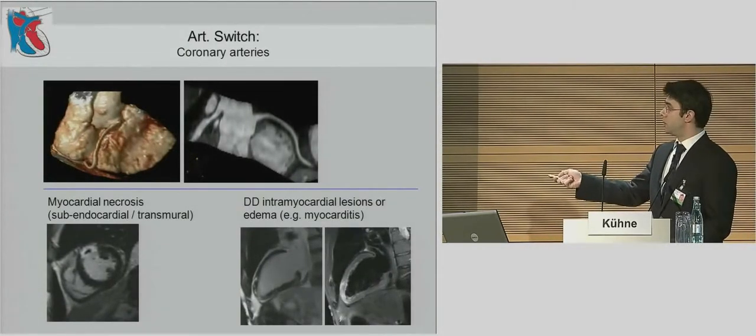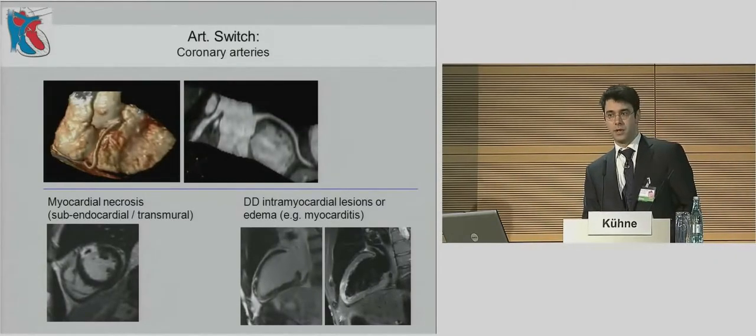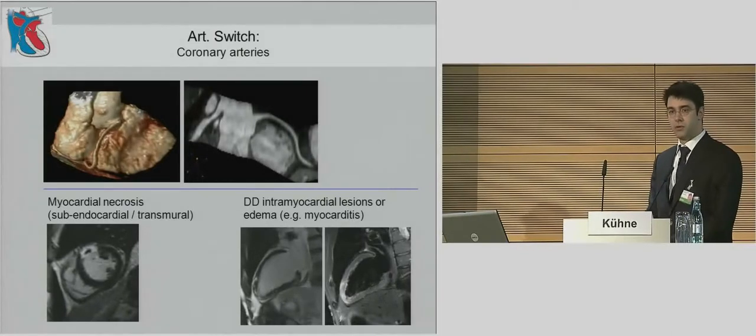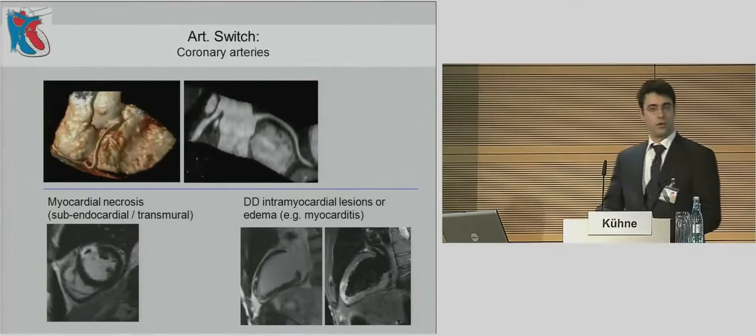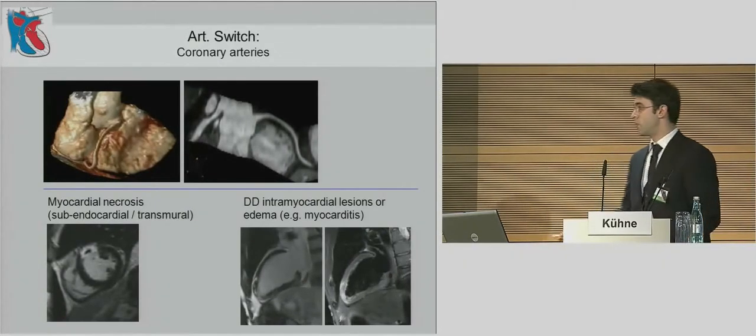Yes, we can also visualize myocardial necrosis. So in the event of an ischemic event, we can visualize necrotic tissue or tissue which has some edema. And yes, we can differentiate that also against other situations like, for example, inflammation processes. But what does it help?